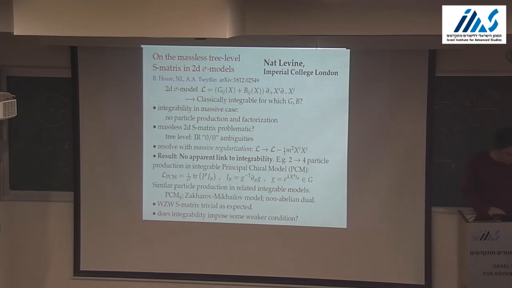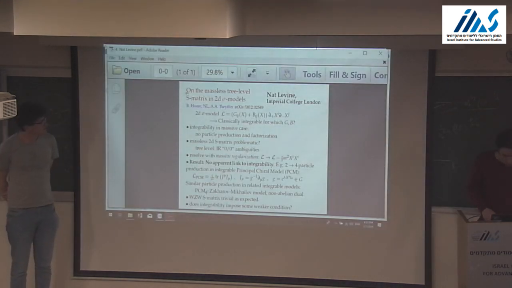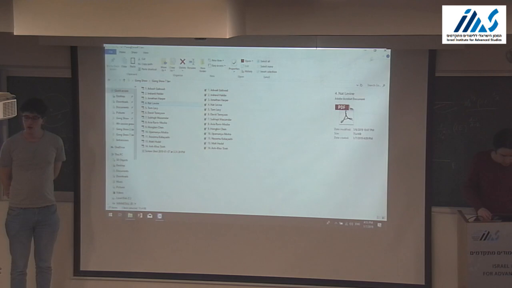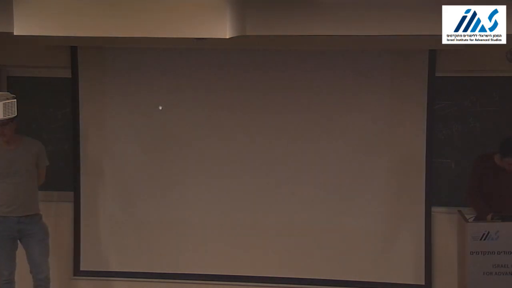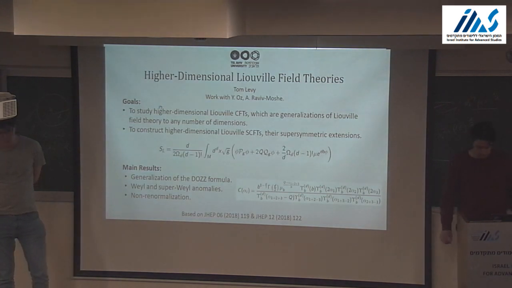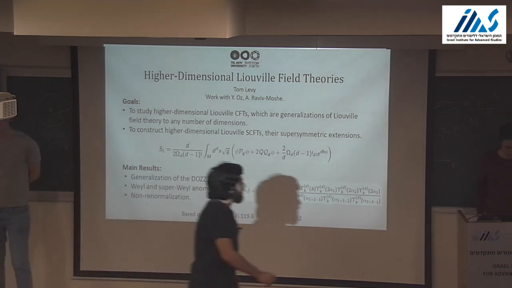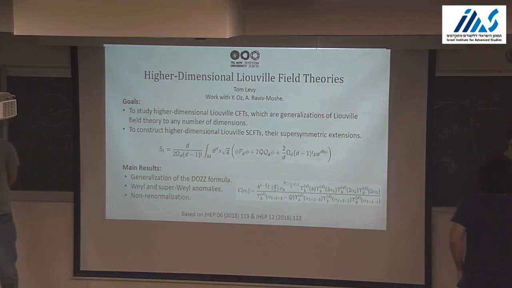Very technical question. In order to define it, you added this quadratic term. Suppose I also add an x to the 6th term with another m squared, and now compute the 2 to 4 amplitude. Is it going to be different? It may be different, yes.